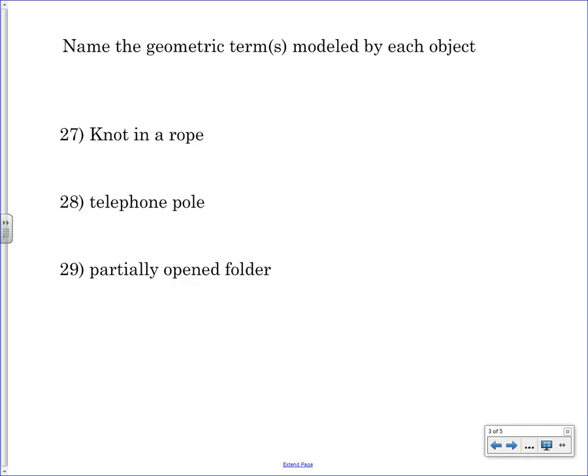Name the geometric terms modeled by each object, a knot and a rope. So they're kind of saying the definitions that we talked about today. Which one would a knot and a rope be? A point, a line, a plane, intersecting lines? A knot and a rope. Just a point. Yeah, don't overthink it. Just a point. Okay? A telephone pole. That'd be a line.